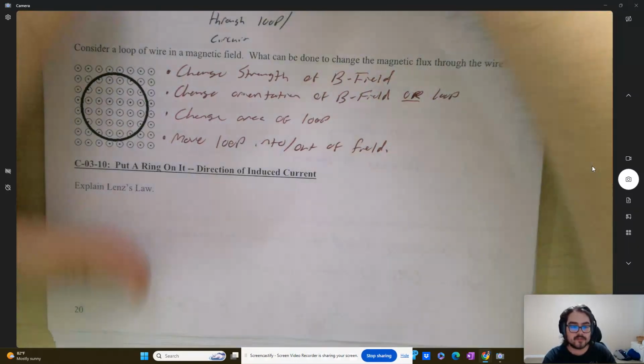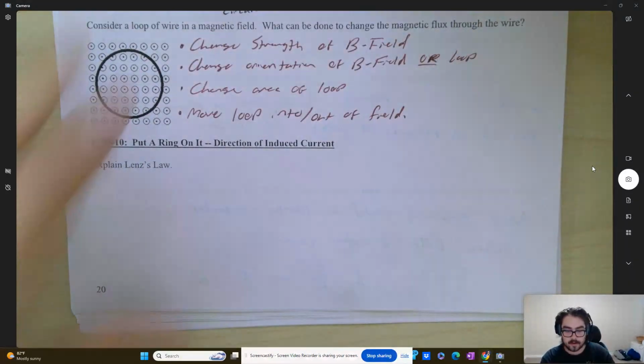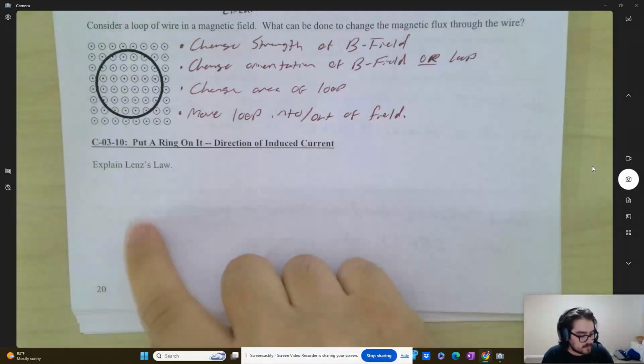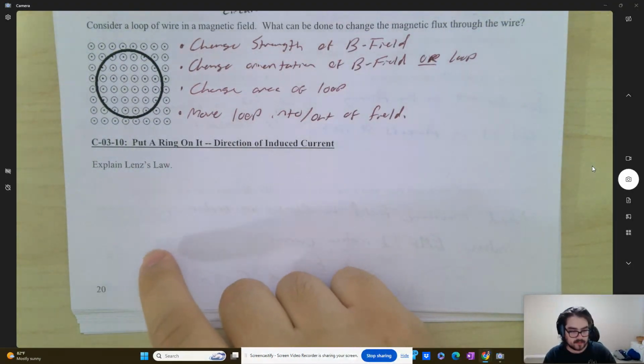All right. Induced current. Lenz's law, and let me warn you, he's a little bit of a yapper.